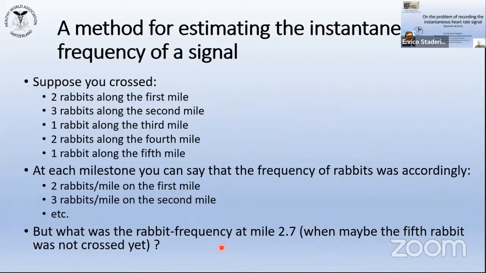Now, suppose you found 2 rabbits along the first mile, 3 rabbits along the second mile, 1 rabbit along the third mile, 2 rabbits along the fourth mile, 1 rabbit along the fifth mile. And at each milestone, you can say that the frequency of rabbits was accordingly 2 rabbits per mile on the first mile, 3 rabbits per mile on the second mile, and whatever. But what was the rabbit frequency at mile 2.7, for example, when maybe the fifth rabbit was not crossed yet?